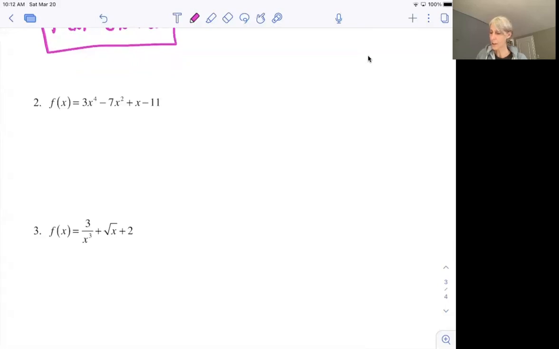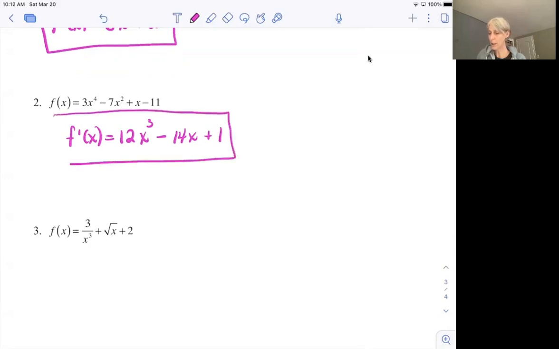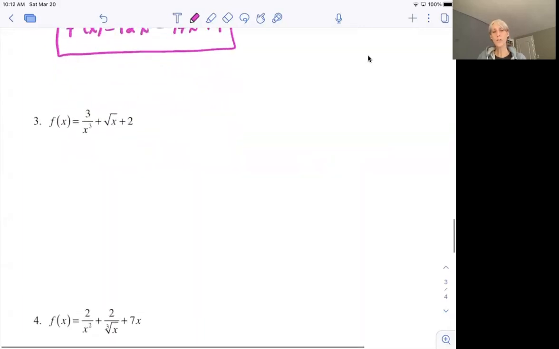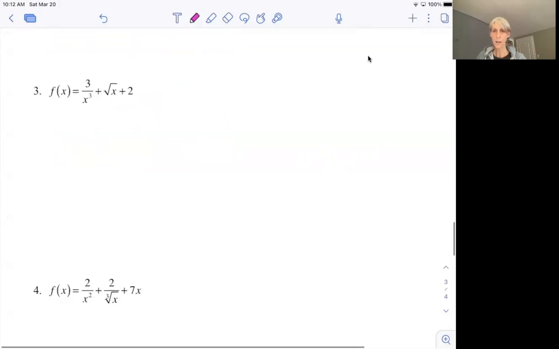If f of x equals 3x to the 4th minus 7x squared plus x minus 11, again, one term at a time, apply the rule to each term. f prime of x is going to equal 4 times 3, 12x cubed minus 14x plus 1, and the 11 just becomes 0, so we don't have to include it. Now, all that can really happen is our functions just get a little bit messier, but that shouldn't really matter. Take the original function, rewrite it in the proper form.